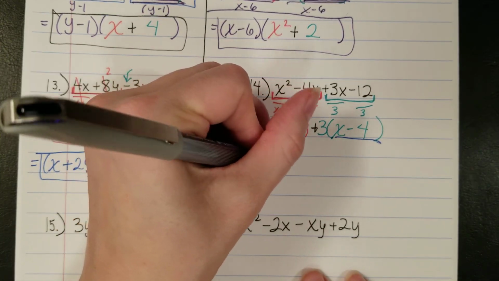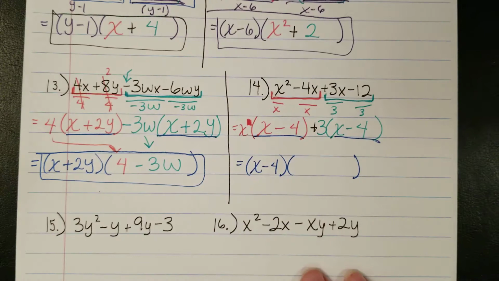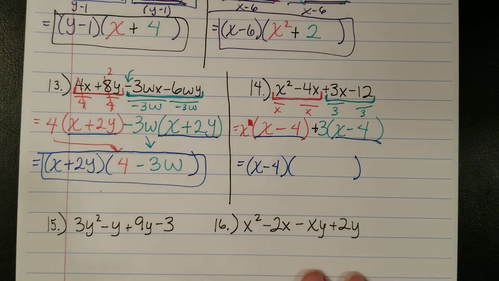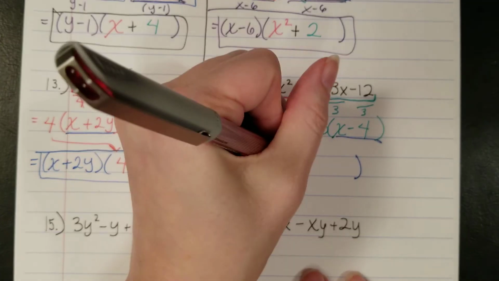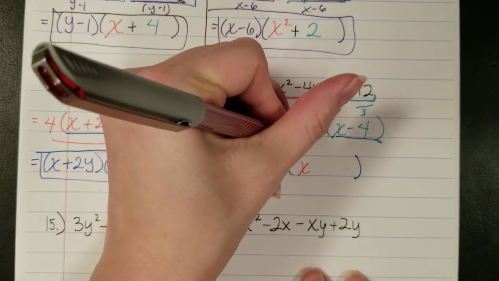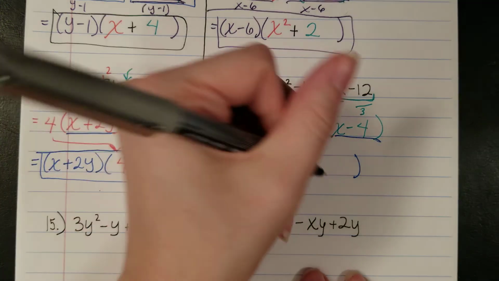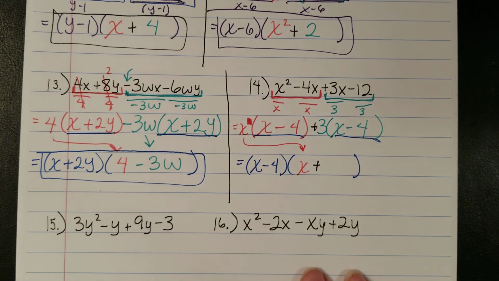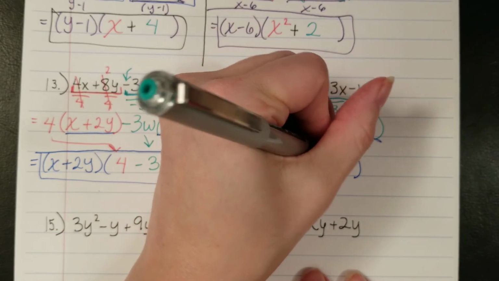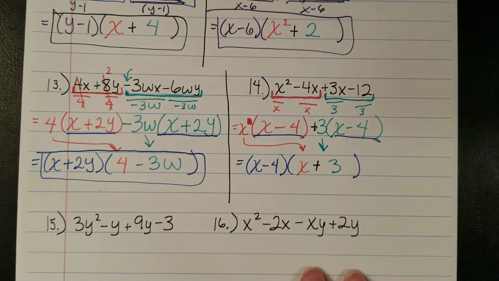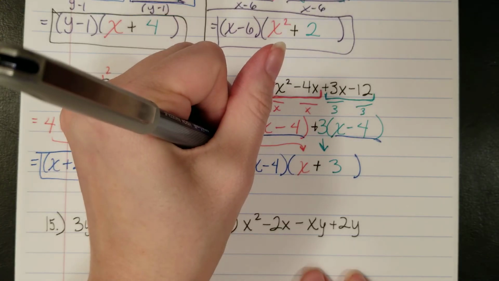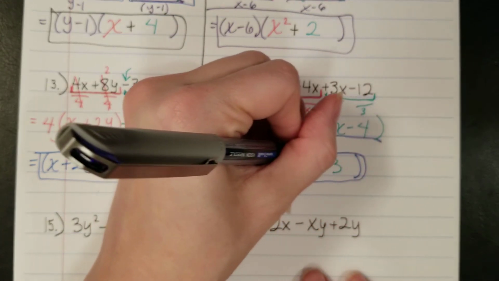So write that down, open parentheses. So if we divide this by x minus 4, then we'll just be able to bring down that x. And if we divide the other term by x minus 4, we're just going to bring down that 3. And that's our final answer right there.